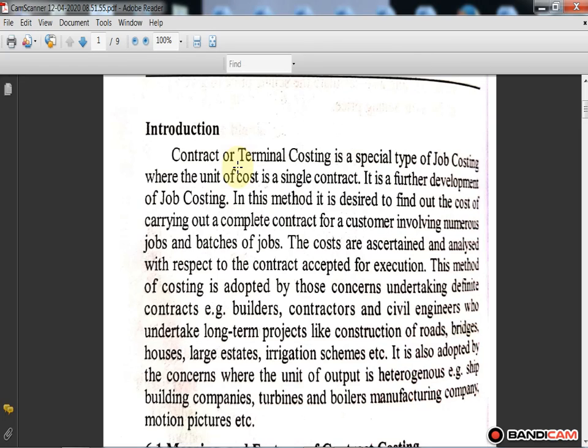This method of costing is adopted by those concerns undertaking definite contracts, for example, builders, contractors, and civil engineers who undertake long-term projects like construction of roads, bridges, houses, large estates, irrigation schemes, etc. It is also adopted by concerns where the unit of output is heterogeneous, for example, shipbuilding companies, turbine and boiler manufacturing companies, and motion pictures, etc.